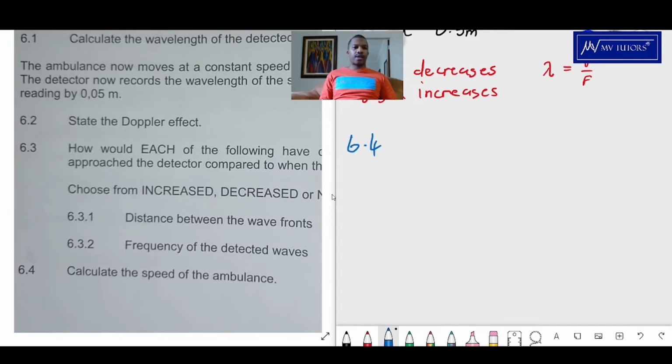6.4. Calculate the speed of the ambulance. Okay, so we need a special formula for this. We know that the frequency of the listener is equal to the frequency of the sound, and then in brackets we have velocity plus or minus VL, that's the listener, and then we have velocity again plus or minus Vs, that's the velocity of the source. This is the velocity of the medium, which is air in this example. So we are looking for Vs, which means we need to substitute all of these values.